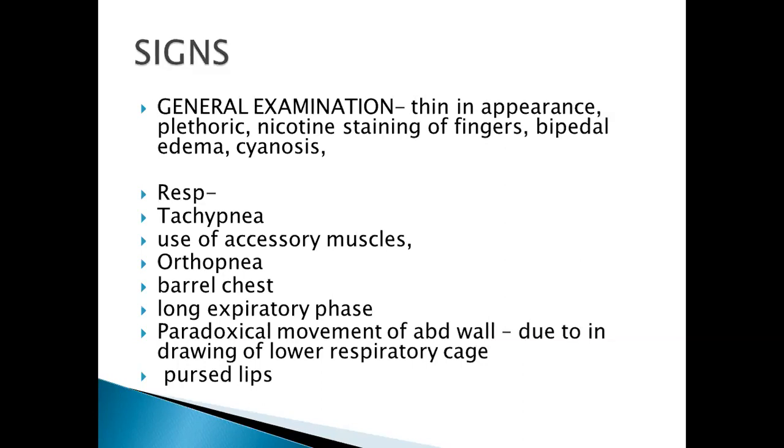There's use of accessory muscles, such as the lower chest indrawing. There could be orthopnea, and then the typical barrel chest, where you see an increase in the AP diameter of the person's thorax. So there could also be a long expiratory phase with expiratory wheeze, and then there's this paradoxical movement of the abdominal wall due to the indrawing of the lower rib cage, and then the pursed lips, which is just an attempt by the patient to try and prolong the expiratory phase just to help open up the airways.